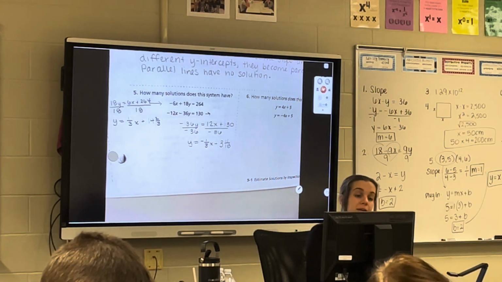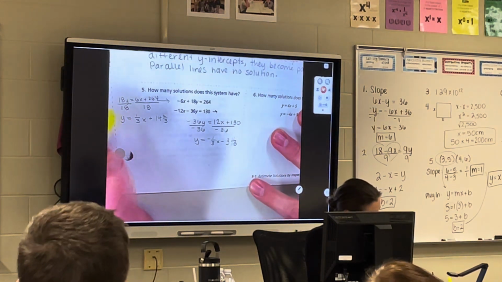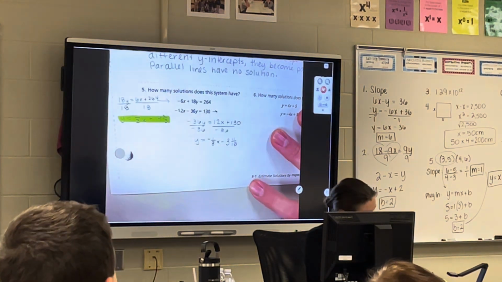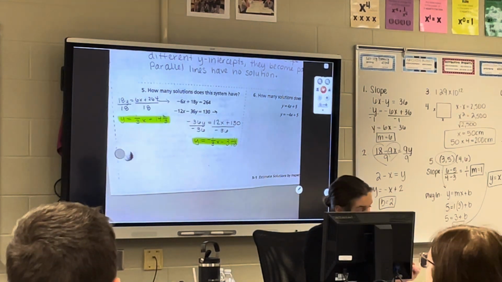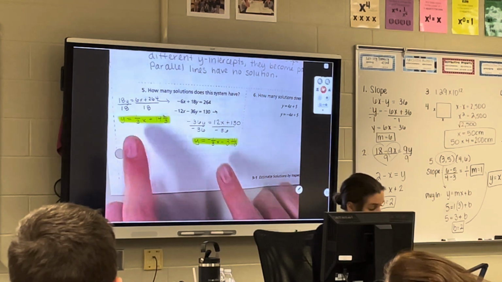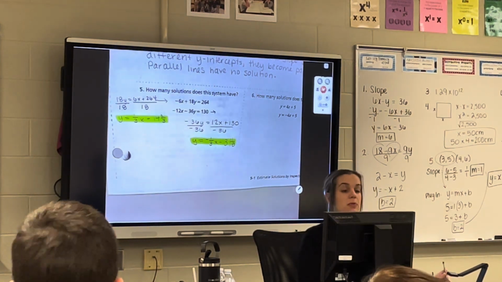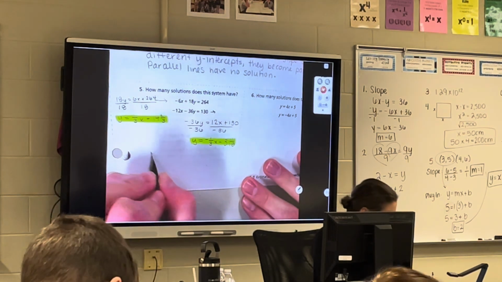Well, we gotta look at these very carefully, guys. We have 1/3 x plus 14 2/3, and then negative 1/3 x minus 3 and 11/18. Is anything the same? The slopes are different, y-intercepts are different, so what's your answer? One solution. One solution, yes.